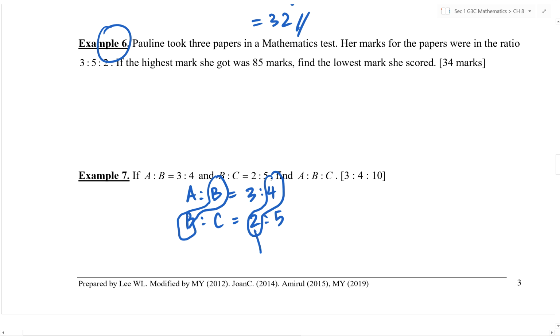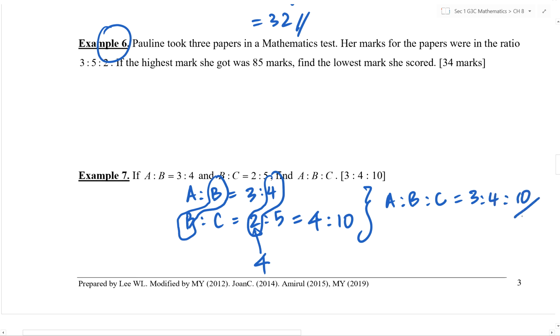I would like this 2 over here to be rewritten to become 4. And I do so by multiplying the second ratio by 2 throughout. So we arrive at 4:10. Now in summary, A to B to C will now result in 3:4:10.